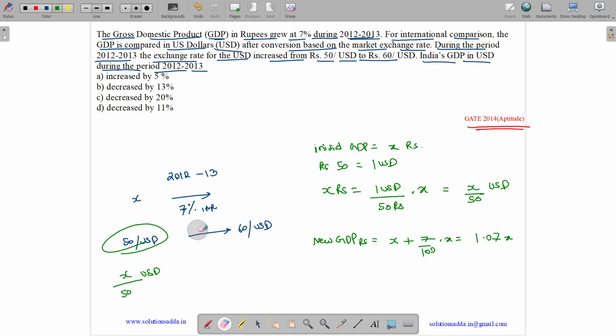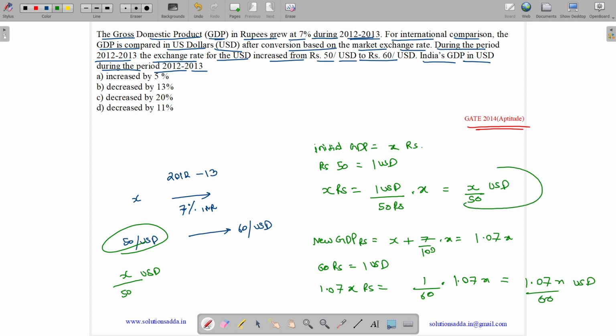So 1.07x rupees we need to convert after the increase. So after the increase, it is 60 per USD. So you can say 60 rupees equals 1 US dollar. So what is 1.07x rupees? It equals 1 by 60 into 1.07x. So it equals 1.07x by 60 US dollars. So initially it was x by 50, then it increased to this.